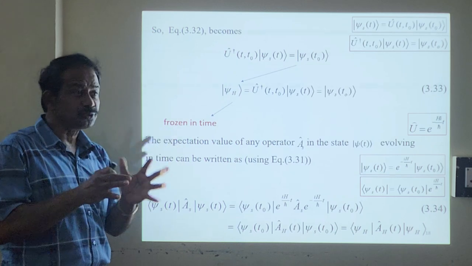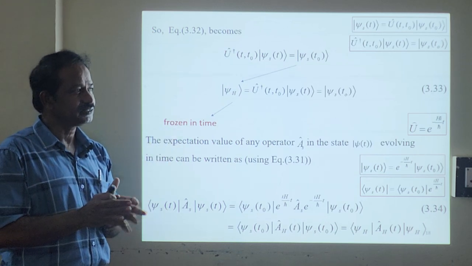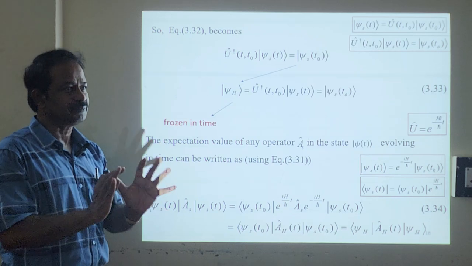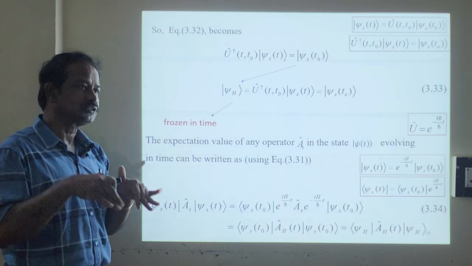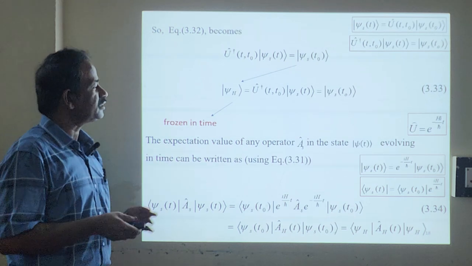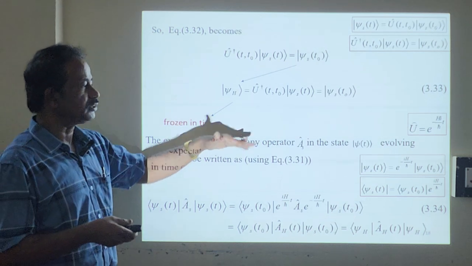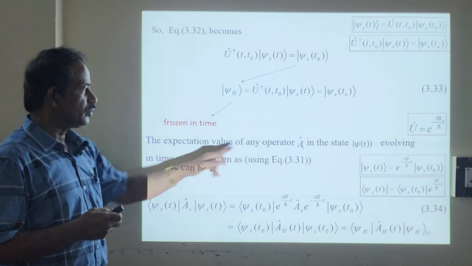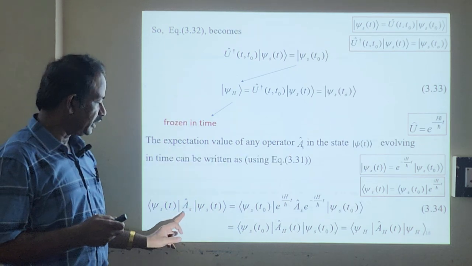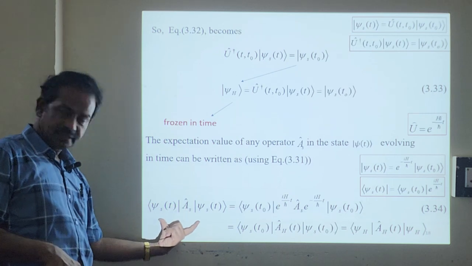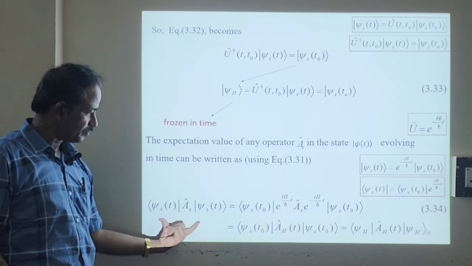So it means that it is frozen in time. Okay, it's very important. Frozen in time. So there is no change in time. Time is almost zero here. So it freezes out. The expectation value of any operator, as we have done earlier, we are going to go for the next one. So the expression of AS can be written exactly like this. Just take the expectation value of AS, which is given by this expression.